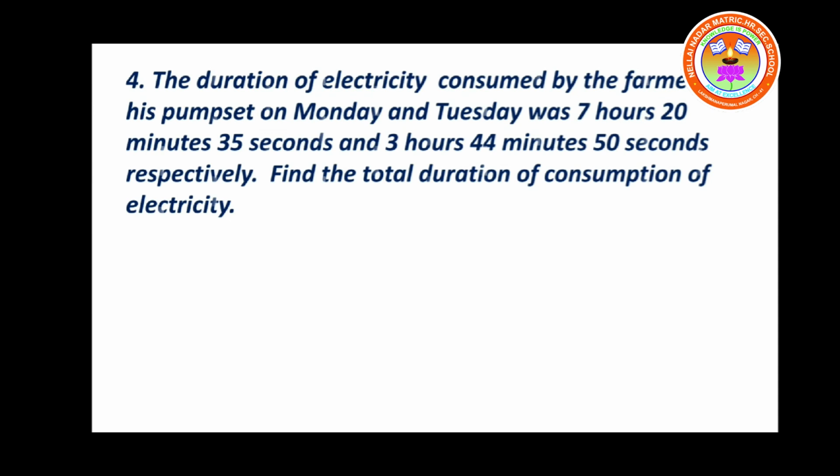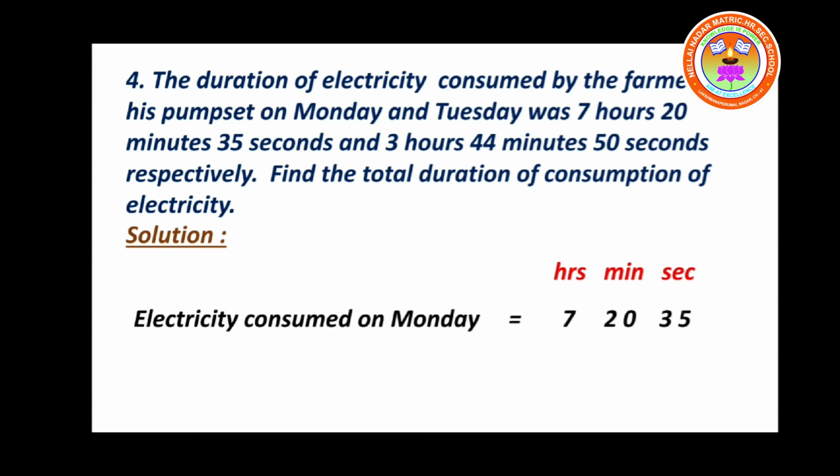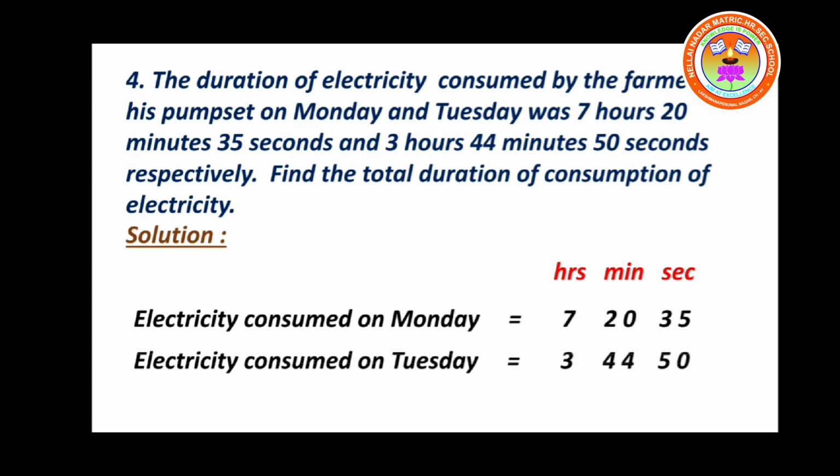A farmer is using a pump set. How much electricity is consumed? For Monday, they have given 7 hours 20 minutes 35 seconds. For Tuesday, 3 hours 44 minutes 50 seconds. We want to find the total duration of the consumption of electricity. That means you have to add. Let us move on to the solution, children. Electricity consumed on Monday is 7 hours 20 minutes and 35 seconds. Next, electricity consumed on Tuesday is 3 hours 44 minutes and 50 seconds.